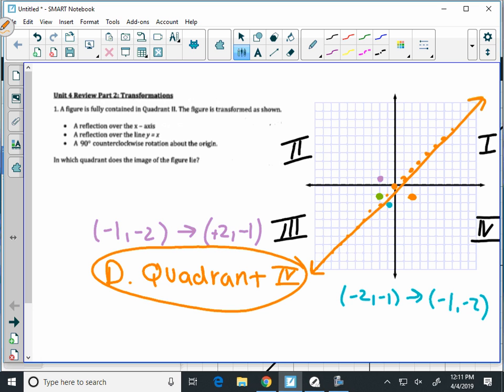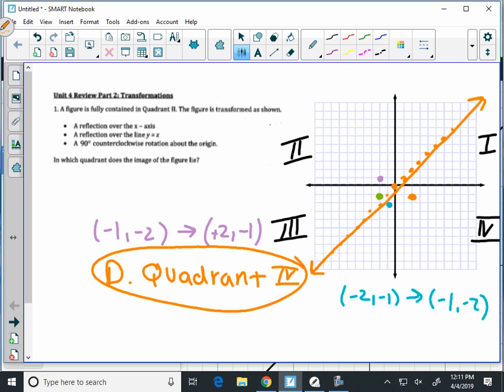You always do the next transformation to the new point. So we reflected the original, so we reflect the new one over the line. And then we rotate that new blue point to get the last point. Always do the new transformation to the previous one. Questions over that?